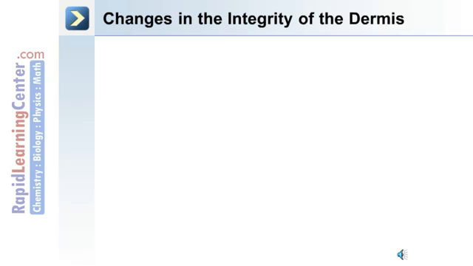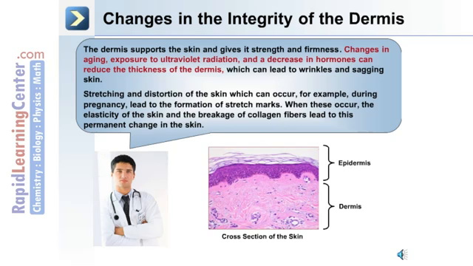The integrity of the dermis can change. The dermis supports the skin and gives it strength and firmness. So therefore, changes in aging, exposure to ultraviolet radiation from the sun, and decreases in hormones can reduce the thickness of the dermis, and this leads to wrinkles and sagging skin. The dermis can also be stretched and distorted, for example, during pregnancy. This leads to the formation of stretch marks. And with stretch marks, the loss of skin elasticity and the breakage of the collagen fibers leads to a permanent change in the skin.